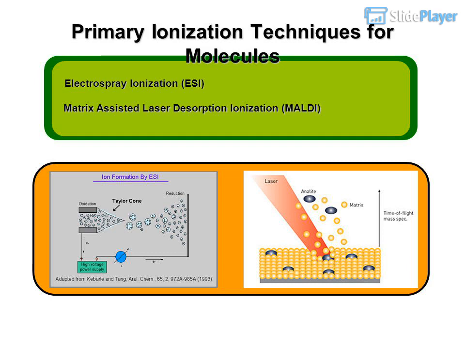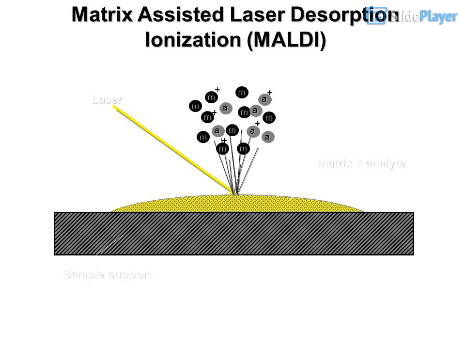Primary ionization techniques for molecules: electrospray ionization, ESI, and matrix-assisted laser desorption ionization, MALDI. LC-based ESI. MALDI. Fragmentation. Matrix-assisted laser desorption ionization, MALDI. Matrix plus analyte. Sample support.